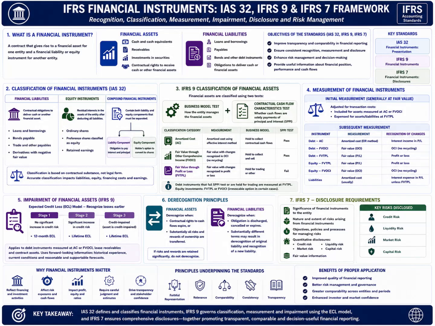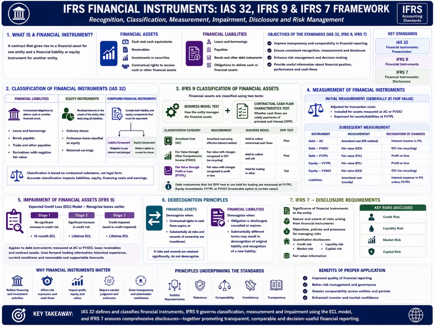Derecognition principles determine when financial assets or liabilities should be removed from financial statements. A financial asset is derecognized when contractual rights to cash flows expire or when substantially all risks and rewards of ownership are transferred. If risks and rewards are retained significantly, derecognition is generally prohibited. Financial liabilities are derecognized when obligations are discharged, canceled, or expire. Derecognition rules are important because they prevent inappropriate removal of assets or liabilities and ensure that financial statements reflect continuing exposure to risks and obligations accurately.